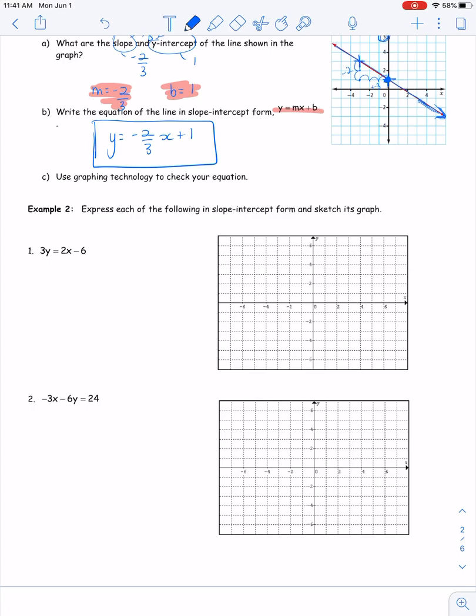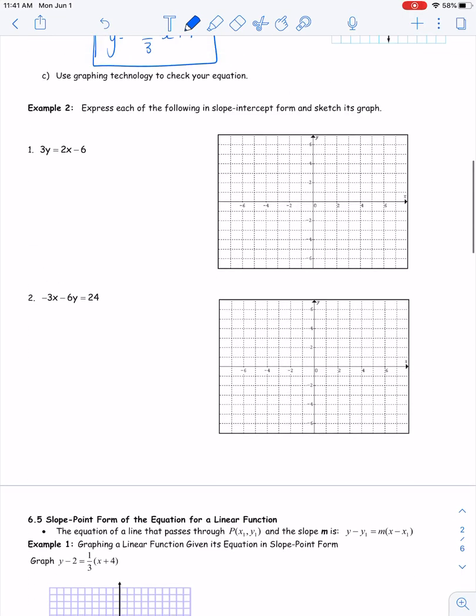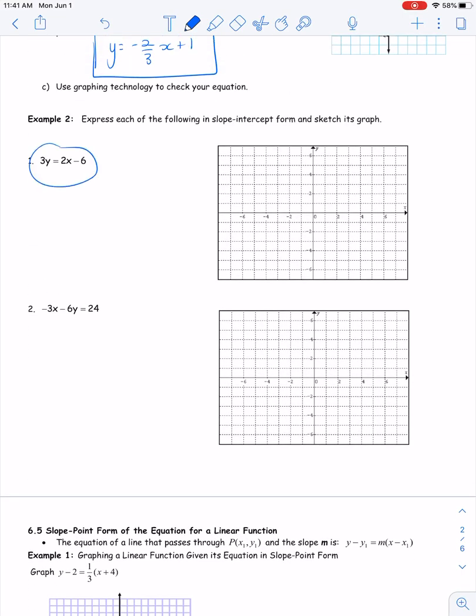Express each of the following in slope-intercept form and sketch its graph. So what I need to do is put this equation here into slope-intercept form. The reason I want to do that is because then I can tell what the slope, m, and the y-intercept are. When it's not in that form, when the y isn't by itself on the left-hand side, I can't tell. I might think that the slope is 2, but it's actually not 2, okay?